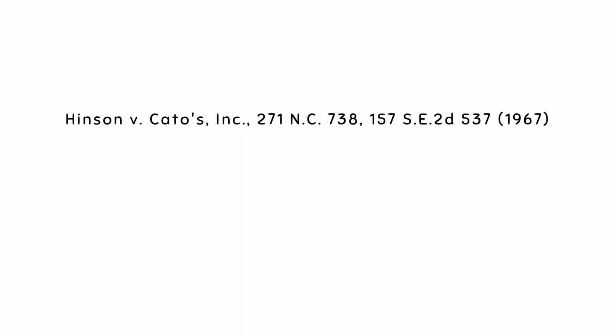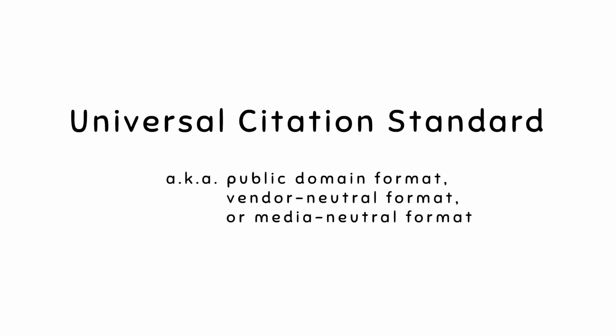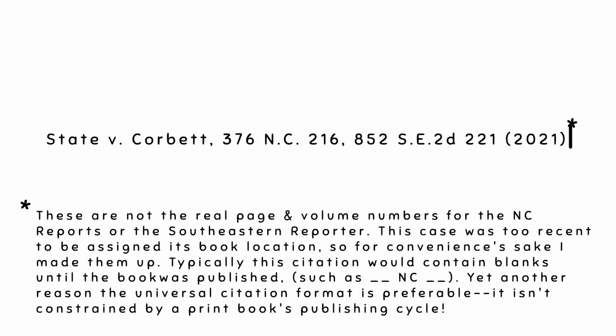Instead, courts are bowing to the inevitable reality of cases most often being accessed online and are switching to a universal citation format, which is also called public domain format, media neutral, or vendor neutral format, which relies upon assigned numbers and paragraphs instead of books and pages. For example, as of January 1st, 2021, North Carolina instituted their universal citation format. Now the parallel citation to the regional reporter will be replaced with a universal citation.